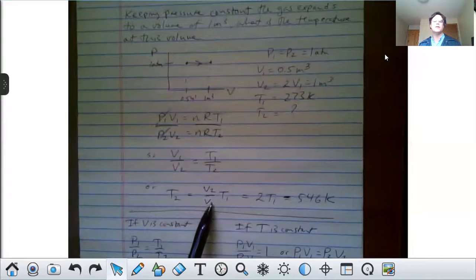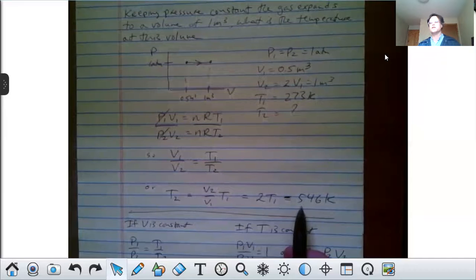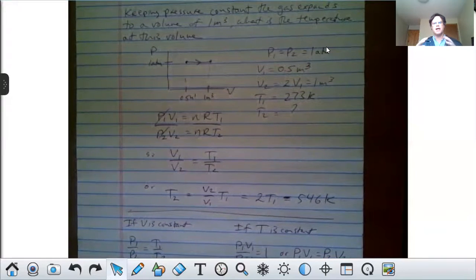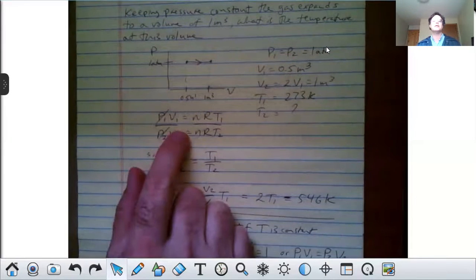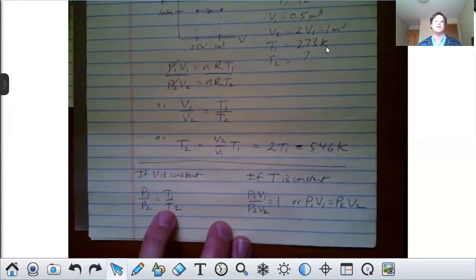So if you double the volume, you'll see that the temperature actually doubles from this expression, solving for T2. So we get a higher temperature, 546 Kelvin. And this kind of makes sense because if you think about it, you have the gas. If you're going to make it expand and still press against the walls, you're probably going to have to add heat to it to make the molecules go faster, maybe. And we'll talk about that in the next lecture. But generally speaking, from the ideal gas law, we can get relationships between two different states of the gas.